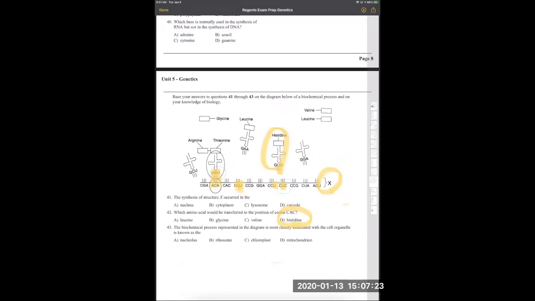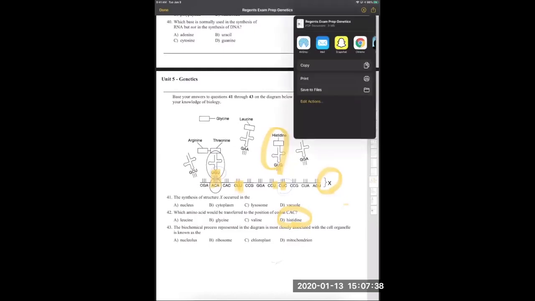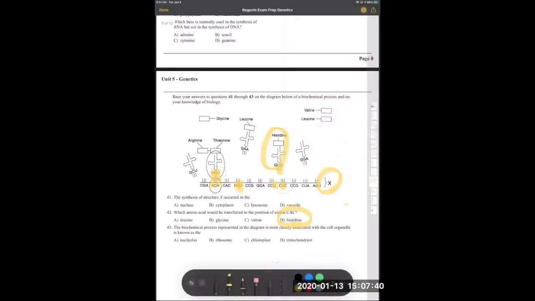Cell organelle. Okay, so focus, Aziz, focus. You're preparing for Regents prep in living environment. You gotta focus, right? So let's do this. It says organelle, okay? And then it says diagram, okay? Most closely associated with that organelle.